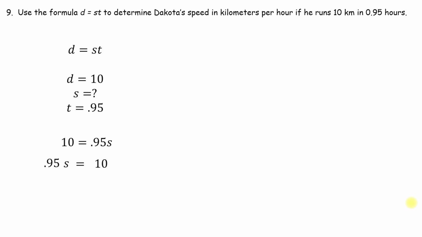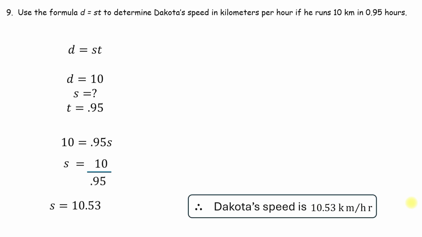We like to keep our variables on the left-hand side, so in this situation we could just easily flip them over. So we can say 0.95 s equals 10. If 0.95 times s equals 10, then s by itself equals 10 divided by 0.95. And that resolves into 10.53. So the answer to our question is Dakota's speed is 10.53 kilometers per hour.